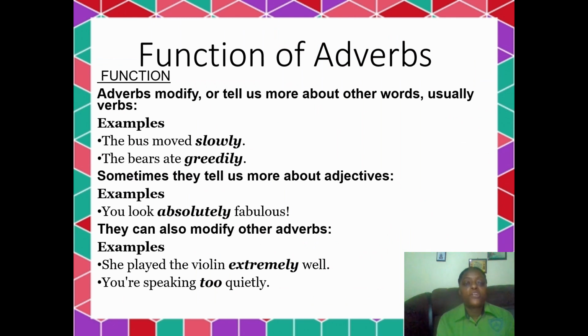The function of adverbs. Adverbs modify or tell us more about other words, usually verbs. Example: the bus moved slowly. Slowly is giving you more information on the movement of the bus, how the bus moves. So it is modifying the movement, and in this sentence, moved is acting as a verb. Hence, the term slowly is an adverb.